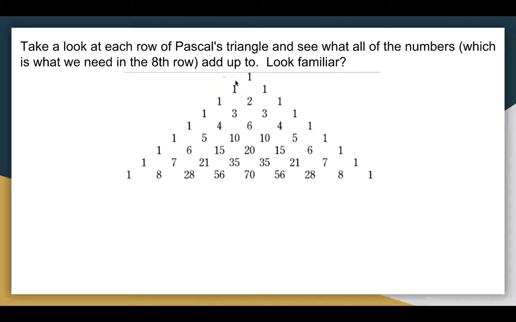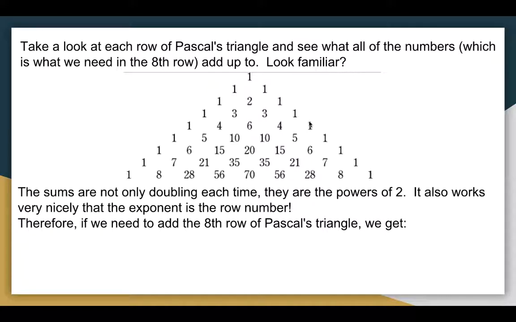If you add up the numbers in each row, not only are they doubling each time, but you're getting the powers of 2. It also works nicely that the exponent is the row number. So the 8th row of Pascal's triangle is 2 to the 8. The 7th row is 2 to the 7. The 6th row is 2 to the 6. So you get 256.